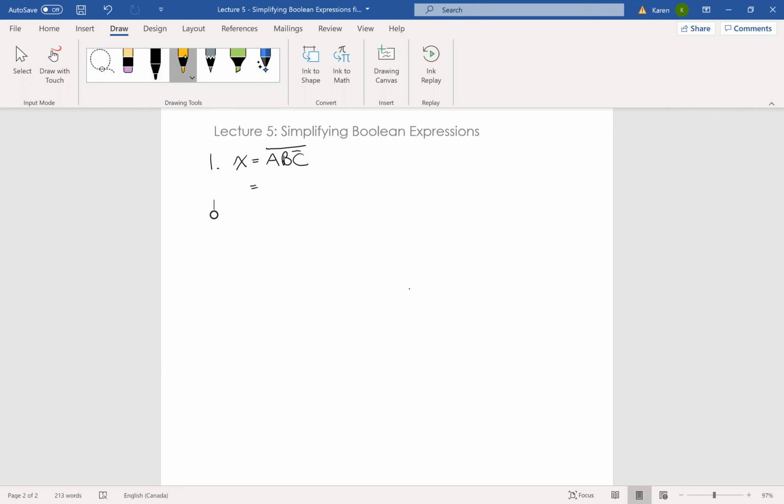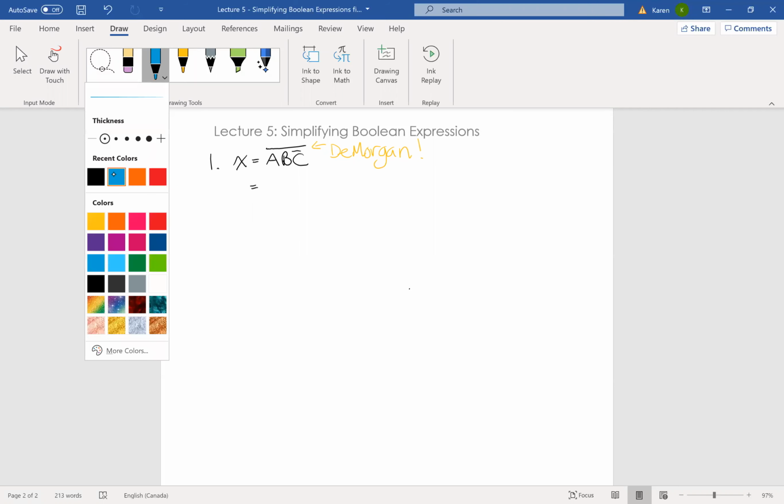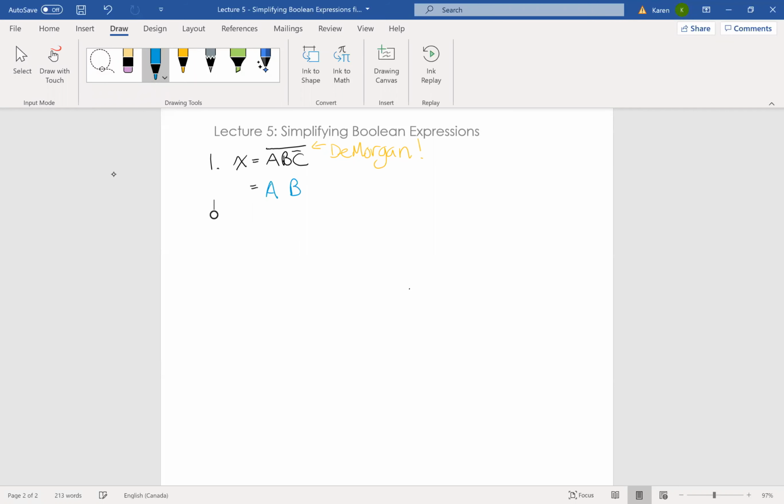I see this big inversion sign here and I think De Morgan. De Morgan lets me break up that sign, as long as I keep everything the same under it, but I change the sign. Then now I can break up that inversion on the outside.